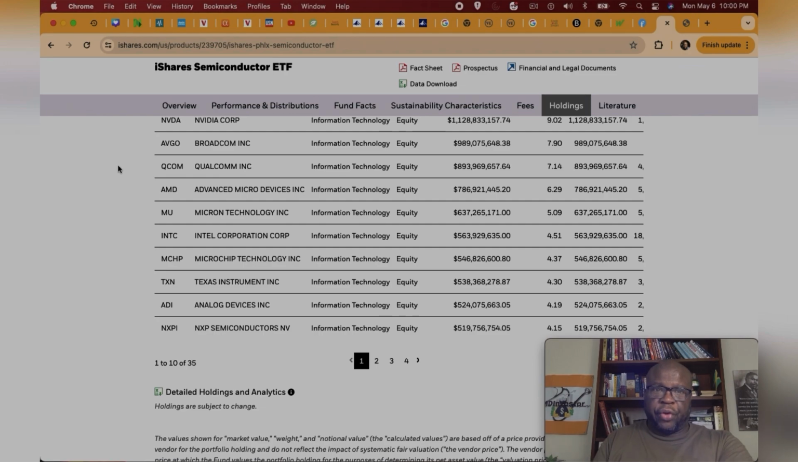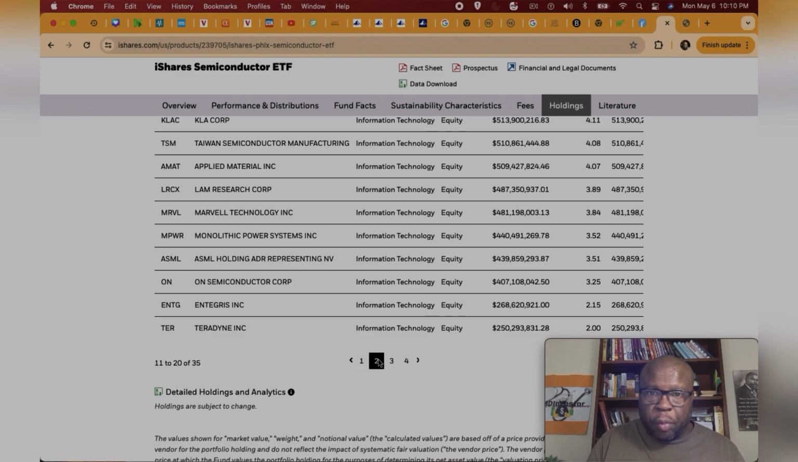Now, let's look at the holdings. Top 10 holdings include NVIDIA at 9%, Broadcom 7.9%, Qualcomm 7.14%, Advanced Micro Devices (AMD) 6.29%, Micron Technology 5%, Intel 4.5%, Microchip Technology 4.37%, Texas Instruments 4.3%, Analog Devices 4.19%, and NXP Semiconductors 4.15%. Those are the top 10 holdings. The top 10 holdings cover about 59%.